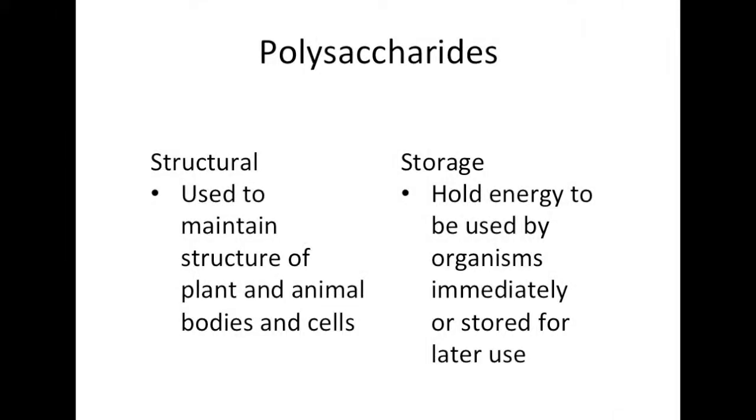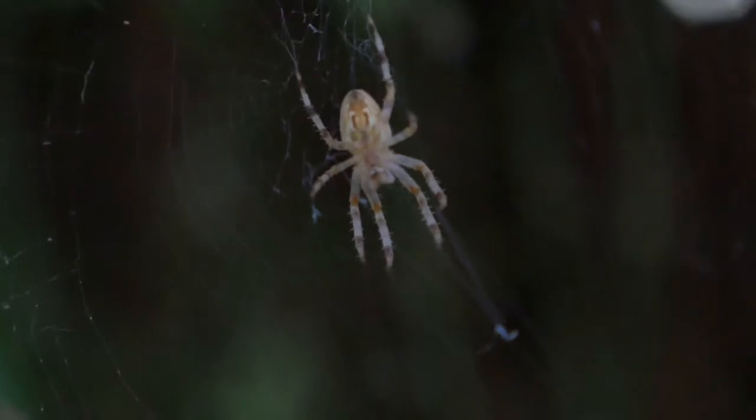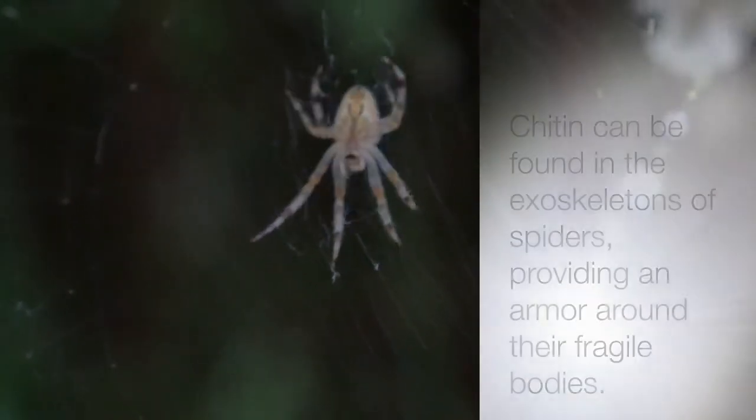Polysaccharides are the polymers of monosaccharides and can be divided into two categories: storage polysaccharides and structural polysaccharides. Two storage polysaccharides are starch and glycogen. Cellulose and chitin are common structural polysaccharides.